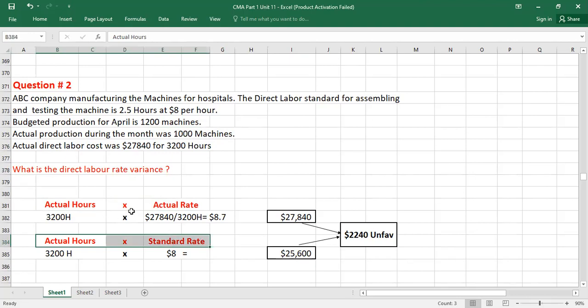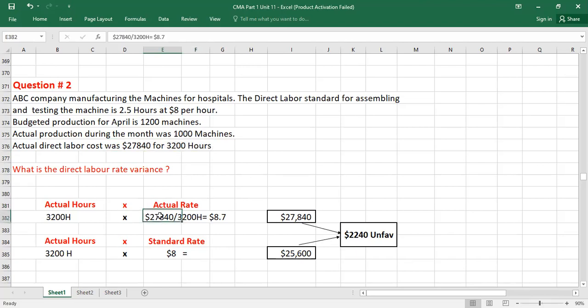So guys, as you can see here, you are provided with the actual labor cost, which is $27,840. It means this is the answer of the first line, because the first line is actual hours multiplied by actual rate. So it is the actual labor cost, which is straight away given in the question, so you can put it here. But if you still want to calculate it, how can you do it? You take actual hours, which is 3,200, given here, and multiply with the actual rate. The actual rate for each hour you calculate by dividing this labor cost by the actual hours.